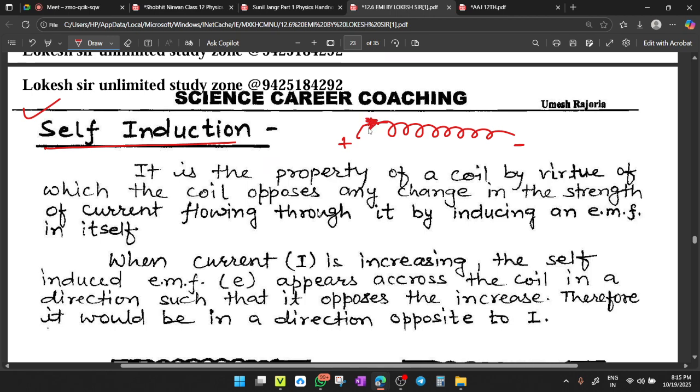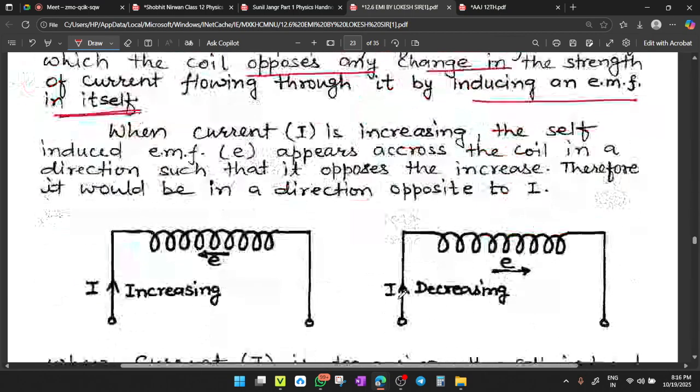So changing current will give rise to changing flux, and changing flux will give rise to an EMF that will be of opposite nature to the changing current. Yes or no? Yes, this is called back EMF, or self-induced EMF. It is a property of a coil by virtue of which the coil opposes any change in the strength of current flowing through it by inducing an EMF in itself. And this EMF is called self-induced EMF.